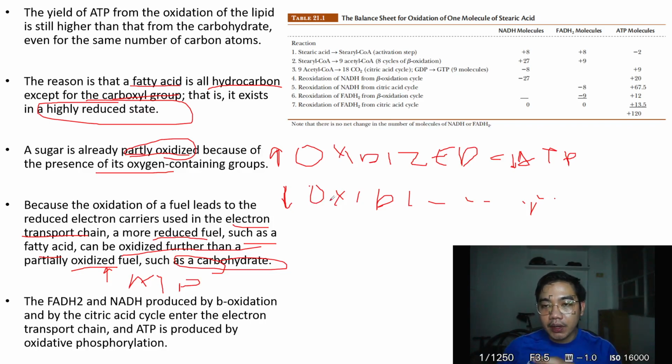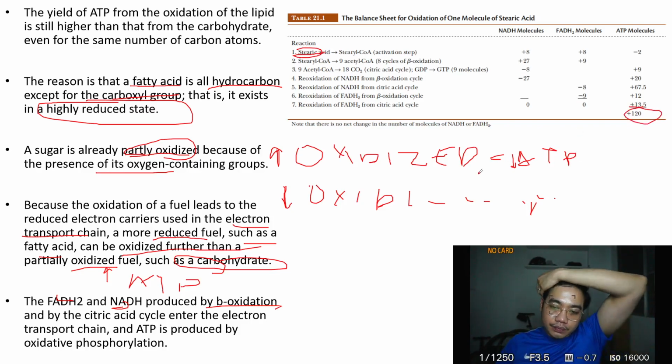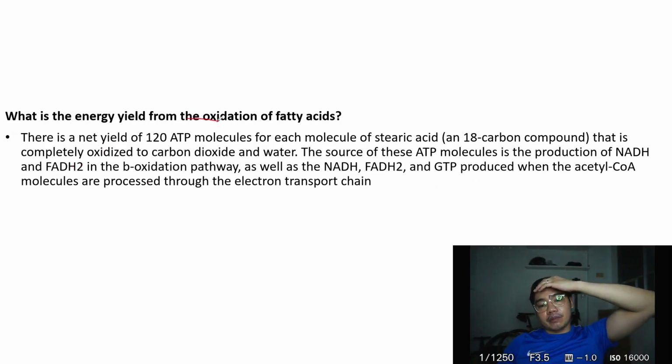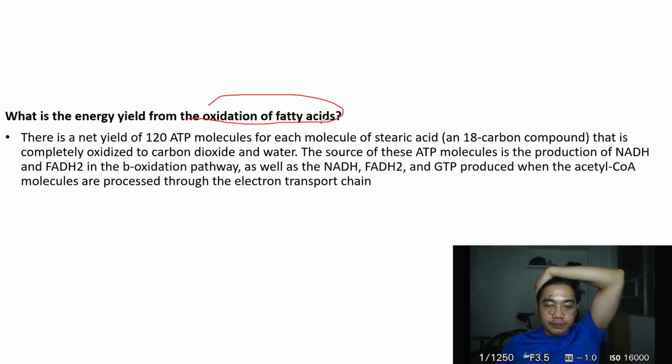That's the concept. But in reality, of course, you have more FADH2 and NADH produced in your beta oxidation. Okay. Your stearic acid, you get around 120 ATP molecules. So, what is the energy yield from the oxidation of fatty acids? Stearic acid, an 18-carbon compound, 120. So, it's really a lot.